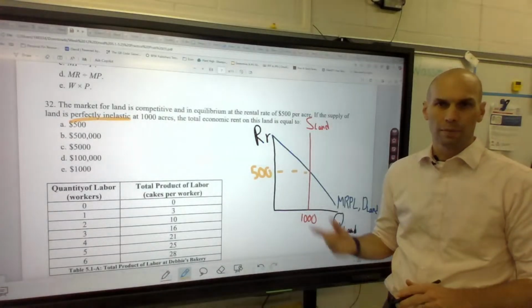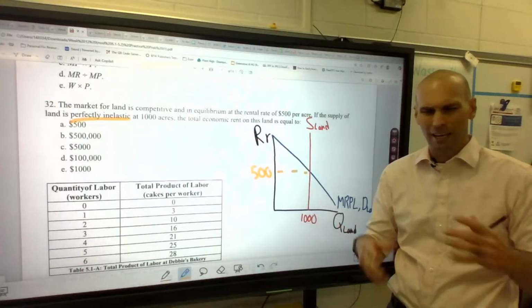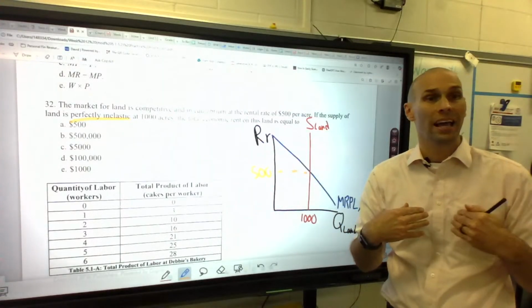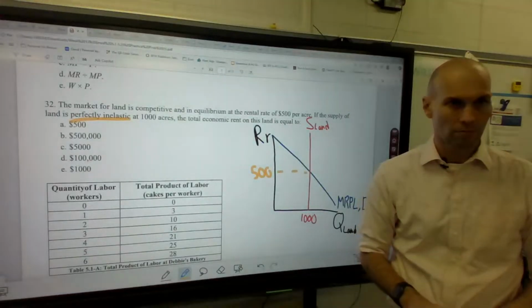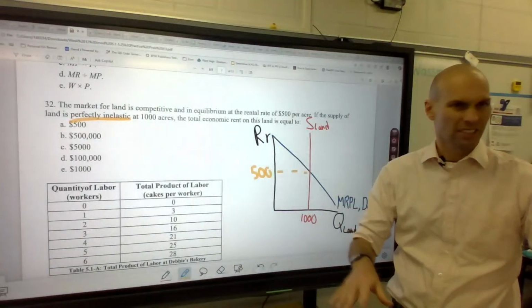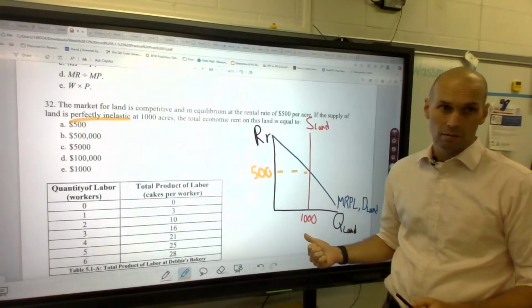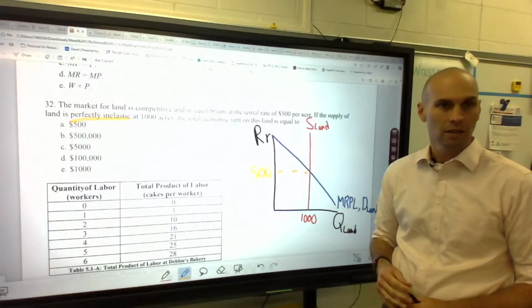Do you want me to make this a little bit harder so you understand economic rent? What if it cost me, for some reason, in fees, $100 per acre to get that land ready for you to rent? For some reason, just because I said so. How many? Does it matter? 1,000? There we go, this many acres.